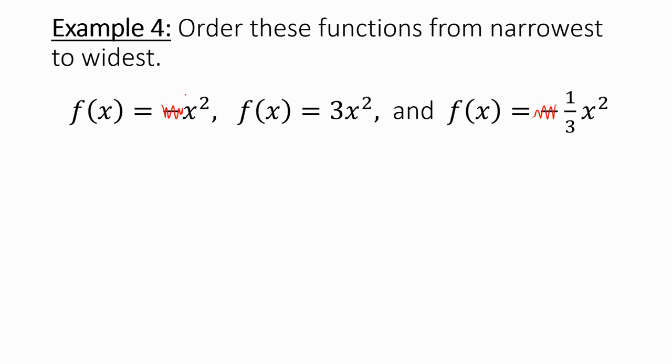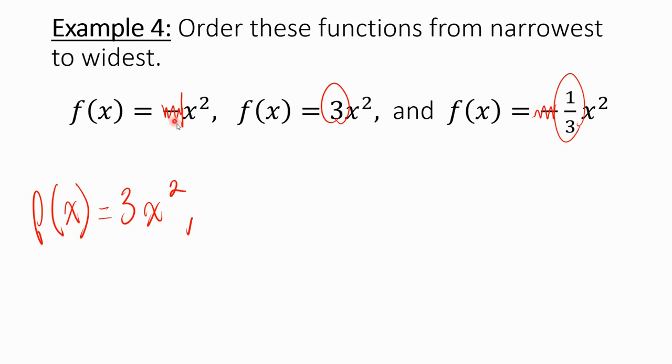So this one, we really have a 1 here. This one we have a 3. And this one we have a 1/3. So of all of these, let's start with the narrowest. Which one is going to be the narrowest, the skinniest? Well, that's going to be the biggest number. So this one right here is going to be our narrowest function. Up next, well, between this one and this one, the bigger number is 1, so this is going to be our next one. And that means that this one, since it has the fraction, is actually going to be the widest.